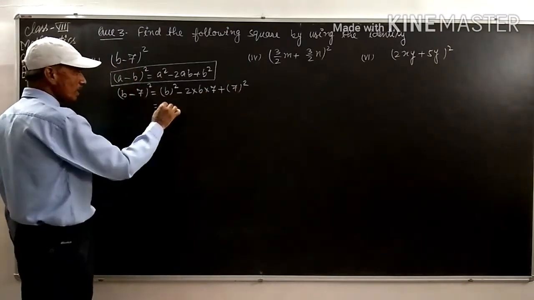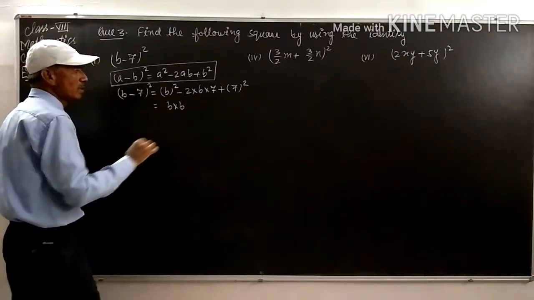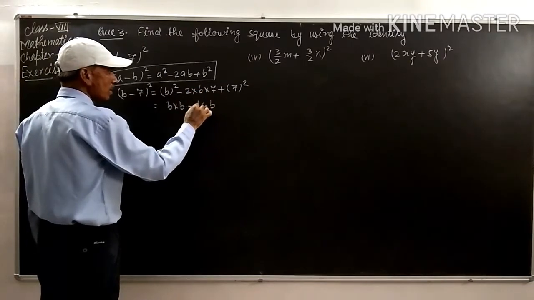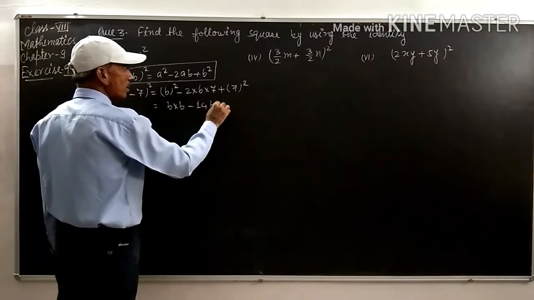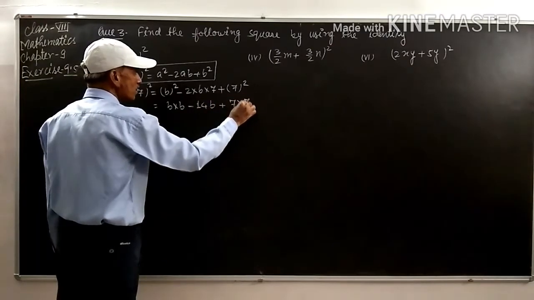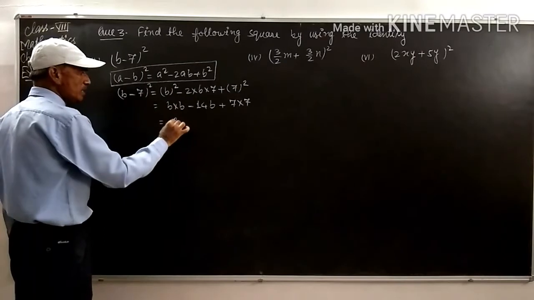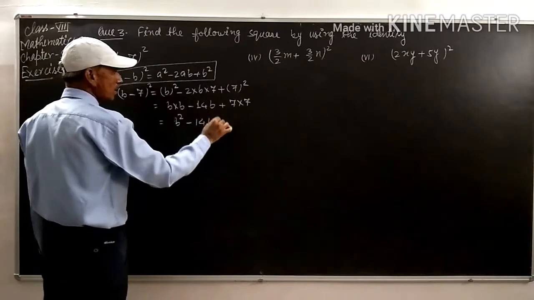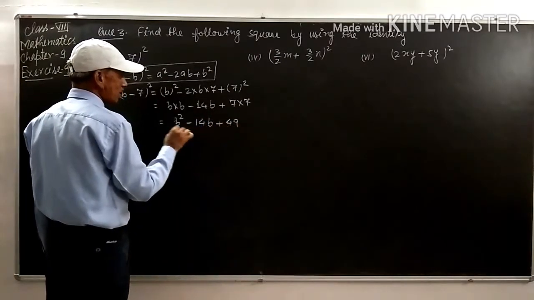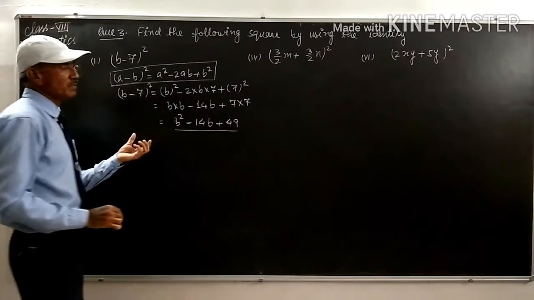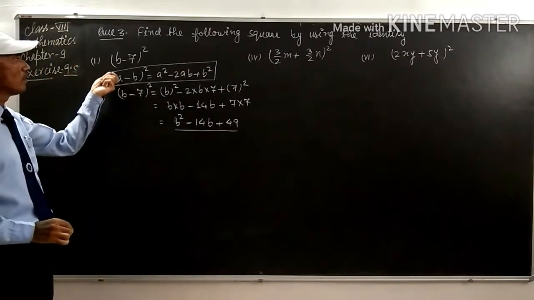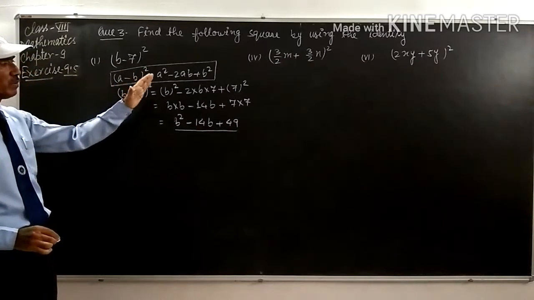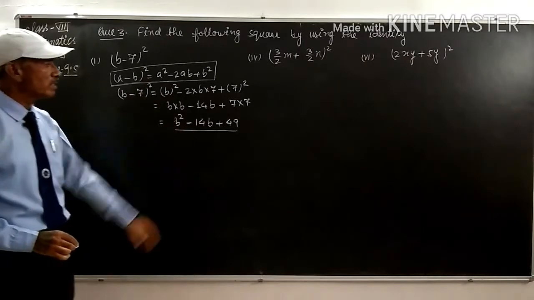Now it will be b into b minus 2 7 ja 14b, and this one 7 into 7, b square minus 14b plus 49. This is the solution of this question, student, and in this we have used identity second, that is a minus b whole square is equal to a square minus 2ab plus b square.